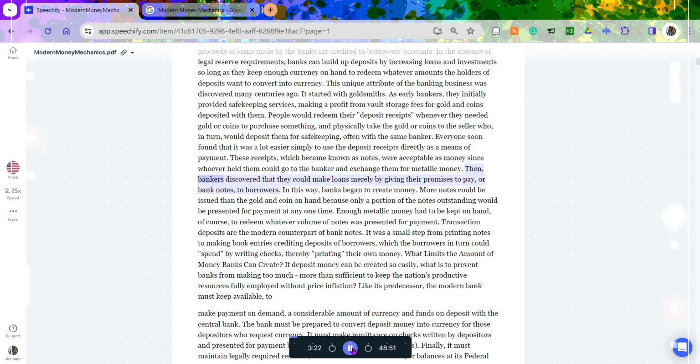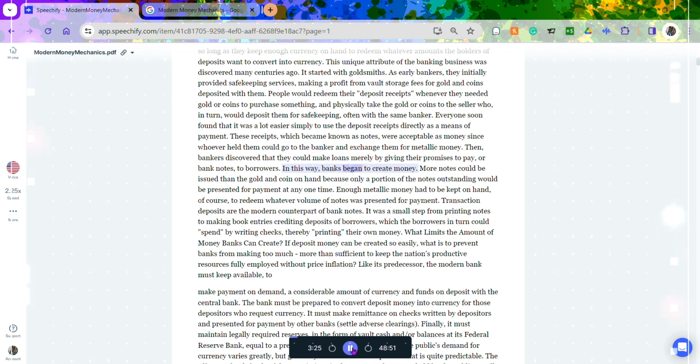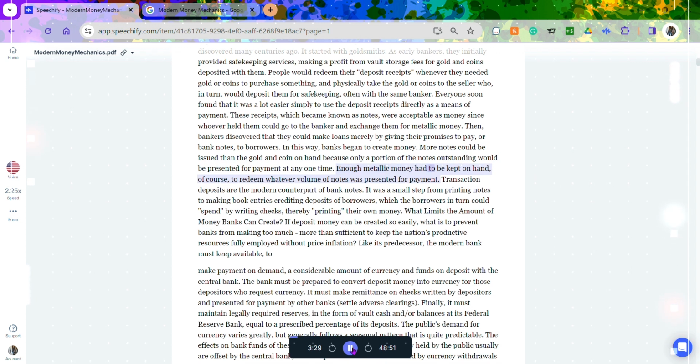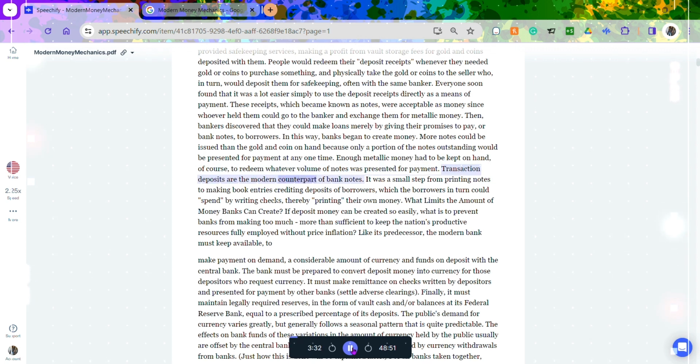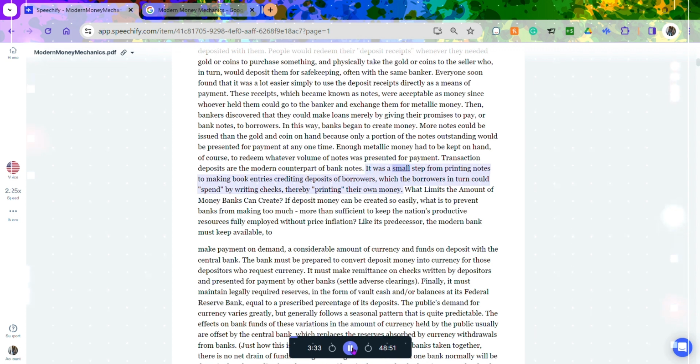Then, bankers discovered that they could make loans merely by giving their promises to pay, or bank notes, to borrowers. In this way, banks began to create money. More notes could be issued than the gold and coin on hand because only a portion of the notes outstanding would be presented for payment at any one time. Enough metallic money had to be kept on hand, of course, to redeem whatever volume of notes was presented for payment. Transaction deposits are the modern counterpart of banknotes. It was a small step from printing notes to making book entries crediting deposits of borrowers, which the borrowers in turn could spend by writing checks, thereby printing their own money.